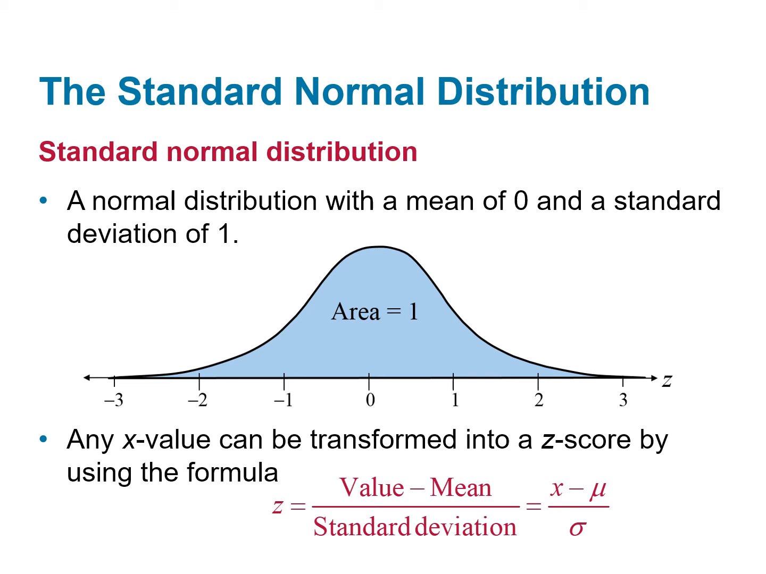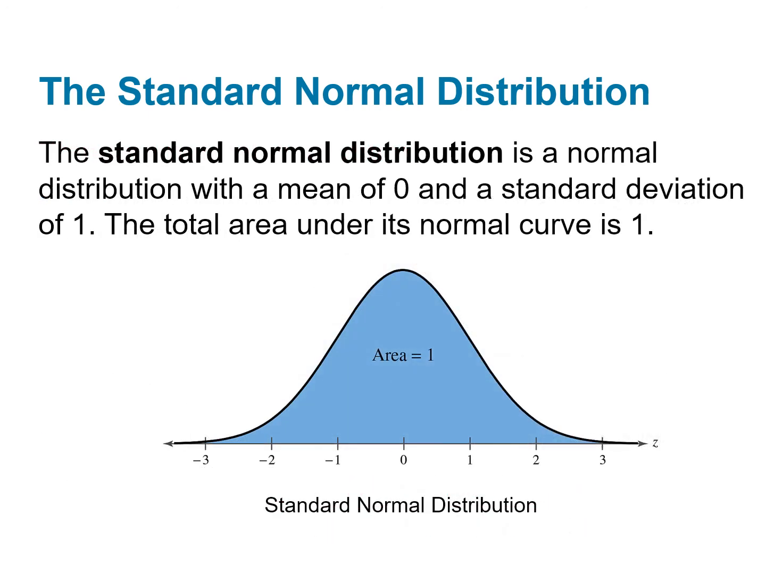Now, we can take any value and transform it into a z-score, which is what we call our standard normal score, by using this formula here. Z equals the value minus the mean, divided by the standard deviation. We're going to get more into using this formula later, but I just wanted to show you that this is applied to our standard normal curve with a mean of 0 and a standard deviation of 1. Okay. There's another picture of our standard normal distribution.